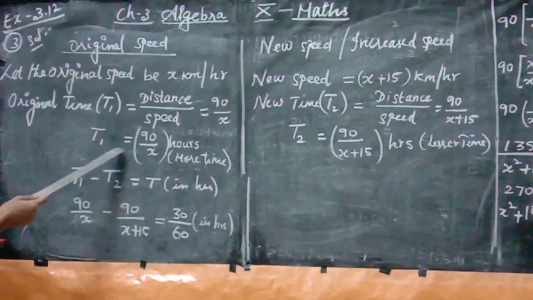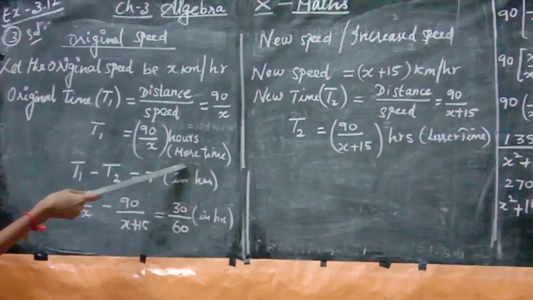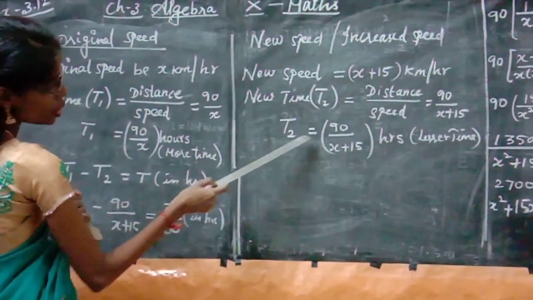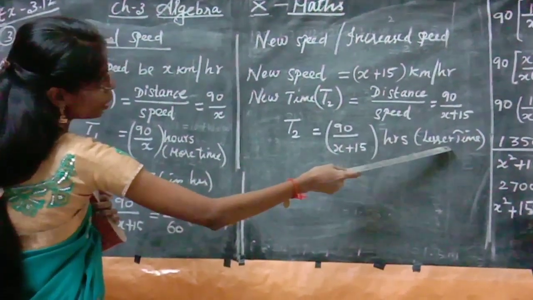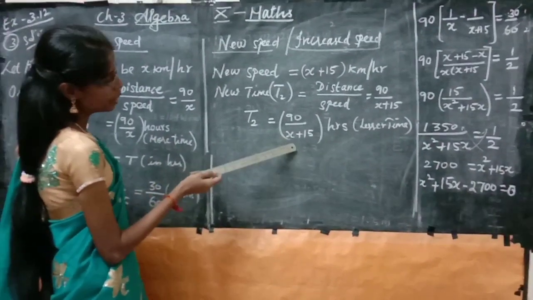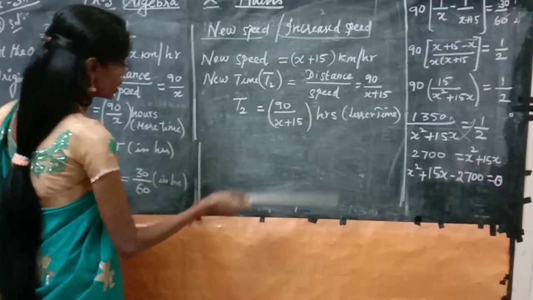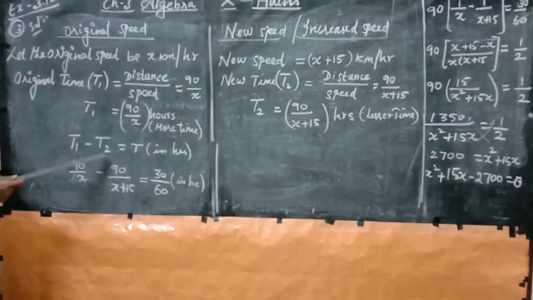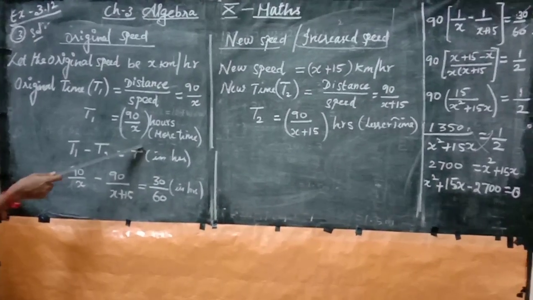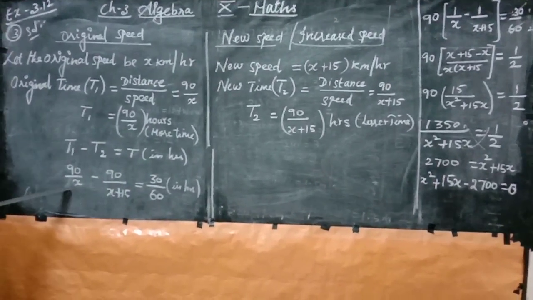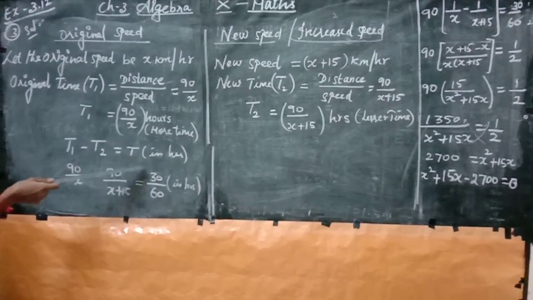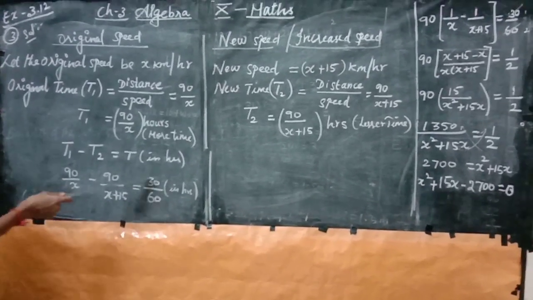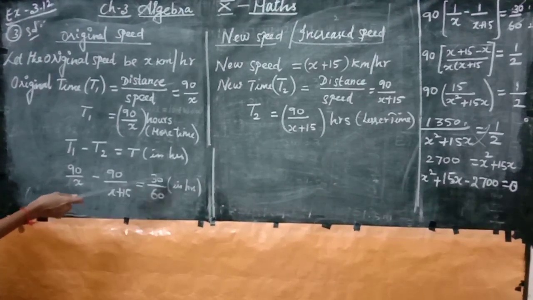Distance by speed: t1 is equal to 90 by x, which is more time. Here t2 is equal to 90 by x plus 15. This is lesser time; when the speed increases, the time decreases. Here, more time minus lesser time is equal to the given time. So 90 by x minus 90 by x plus 15 is equal to the given time, 30 minutes. Now I have to convert into hours.